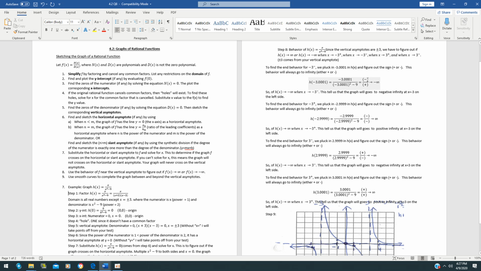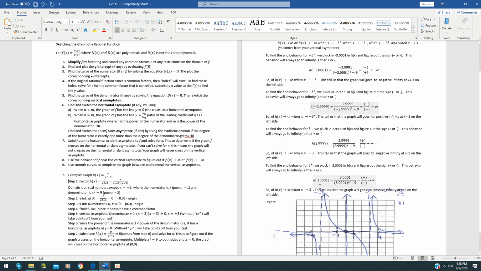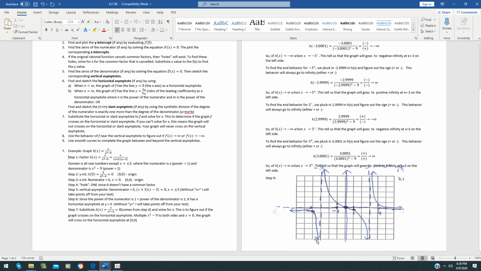Now this is a negative because it's a negative number. When you square this, you will get 9.0000 something. Minus 9, you still end up with a positive number. So negative divided by positive, this is a negative infinity. So this is telling us that at negative 3 on the left side, your function will go to negative infinity. So this will go down to negative infinity.